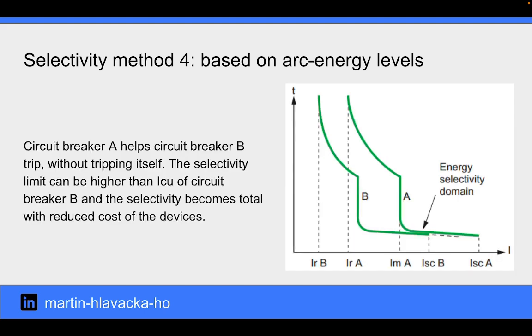In other words, circuit breaker A helps circuit breaker B trip without tripping itself. The selectivity limit can be higher than the Icu of circuit breaker B, and the selectivity becomes total with reduced cost of the devices.